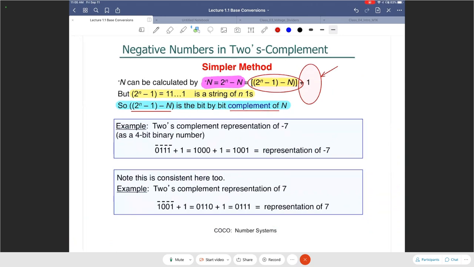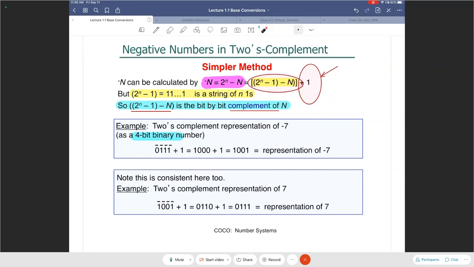And there are two examples over here. One is to represent -7 and the other is to represent +7. And they are both being represented using a 4-bit number. So what do you have? For -7, you will start with 0, 1, 1, 1. That is +7. You will complement all the bits and add 1 to it. You will get 1, 0, 0, 1. That's a representation of -7. Similarly, for +7, what do you have? 1, 0, 0, 1. That's the representation of -7. Complement each bit, add 1 to it, you get representation of +7.